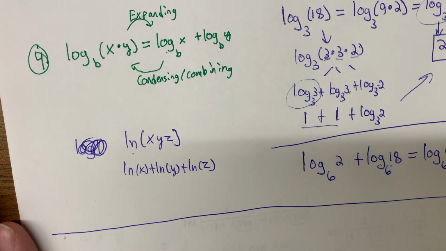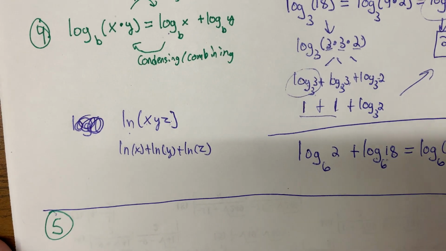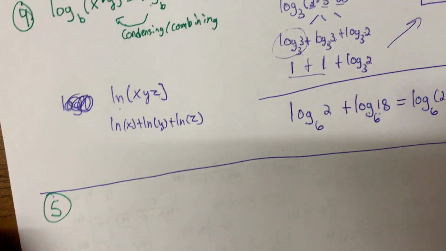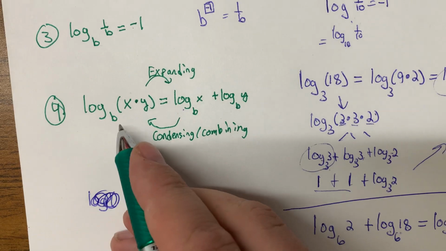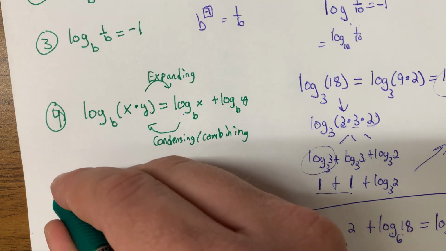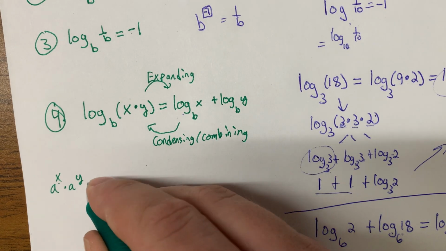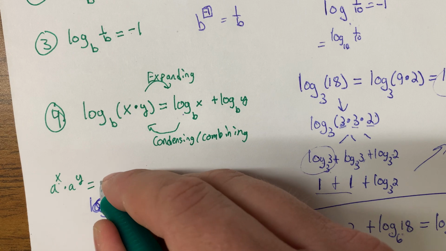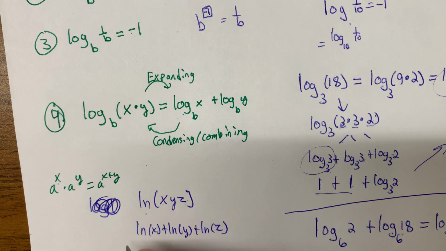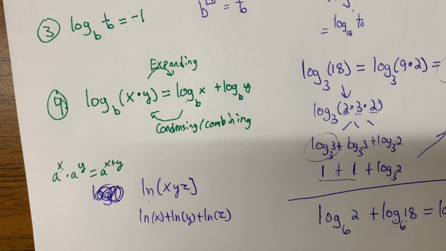All right, property number 5. Putting all the properties in green. Property number 5. By the way, this is related to a property of exponents. I just want to briefly say this. A to the x times a to the y. When you multiply exponents with the same base, you can add the exponents. So logs, when there's logs with multiplying, it can go to adding.